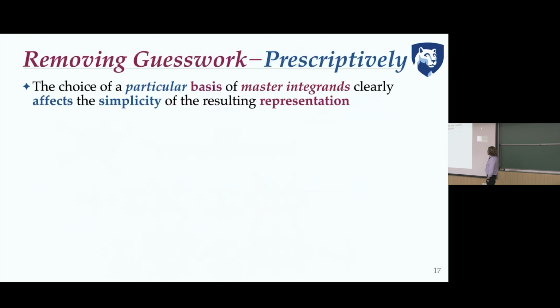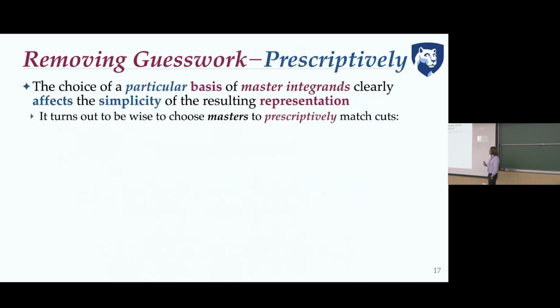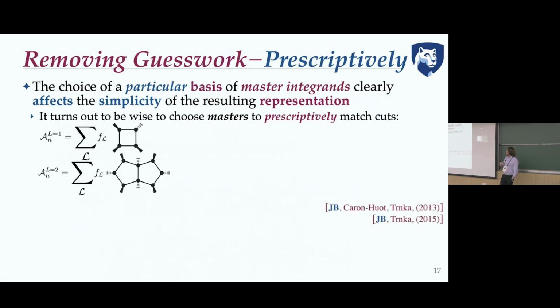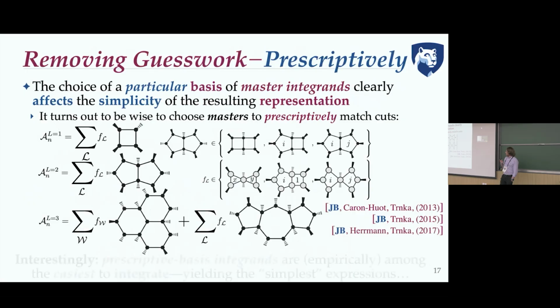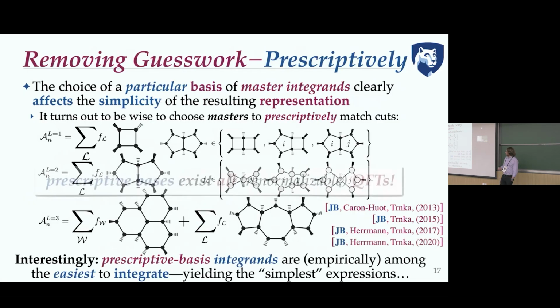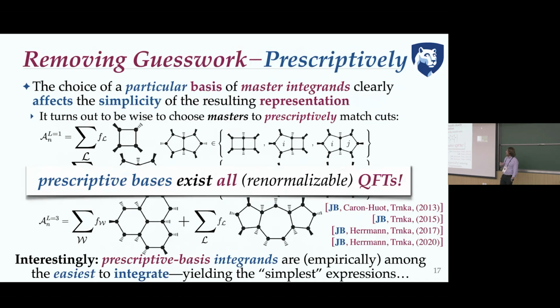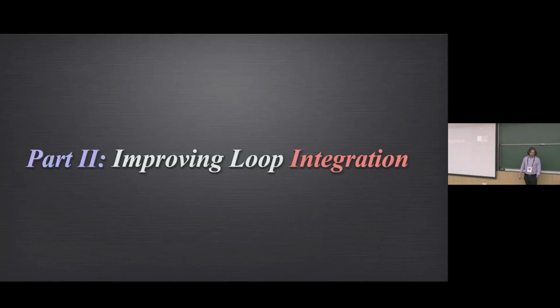And what's happened in the intervening years is that this simplicity, or the ability to construct a basis of masters which are engineered to match the cuts of field theory one by one, is possible for all renormalizable quantum field theories to arbitrary loop order. So there's a relatively straightforward systematic procedure for constructing a set of master integrands for any scattering amplitude in any quantum field theory, at any loop order, as long as it's renormalizable. Power counting is bounded. Okay, but that still leaves the question: what about doing the integrals?